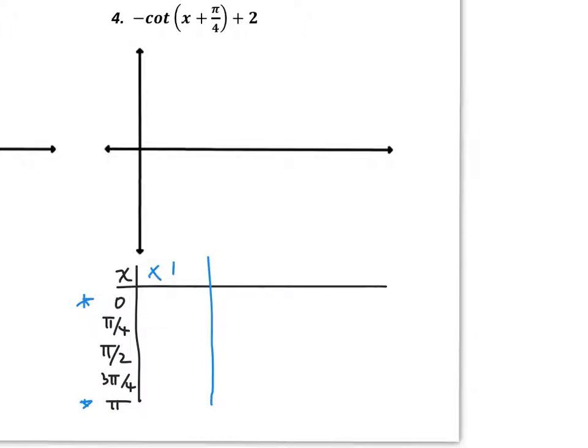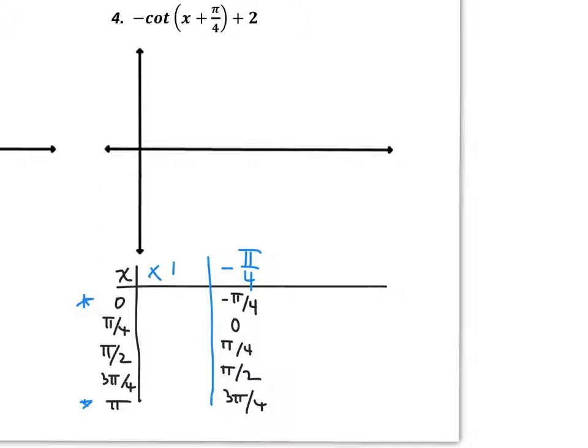All right, then we have to add or subtract our c value. Are we going to add or subtract? Subtract, and what is c equal to? Pi over 4. So what's 0 minus pi over 4? Negative pi over 4. Pi over 4 minus pi over 4. Pi over 2 minus pi over 4. 3 pi over 4 minus pi over 4. And pi minus pi over 4.